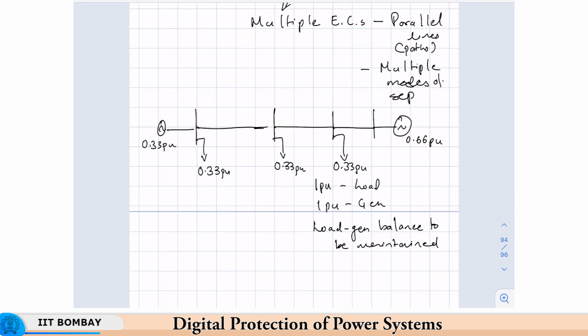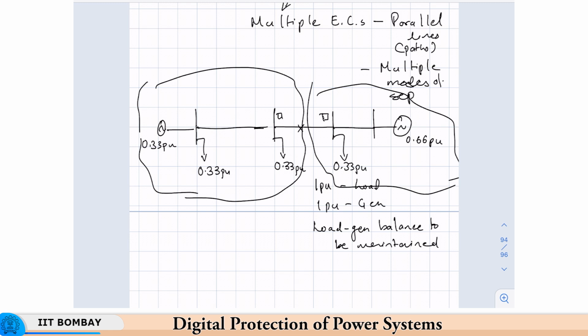Okay. Now, suppose due to a power swing, the electrical center appears here on this line, and the distance relays here see it as a zone 1 fault and open this line. Now, what will happen? There will be two islands which are created, this island and this island.